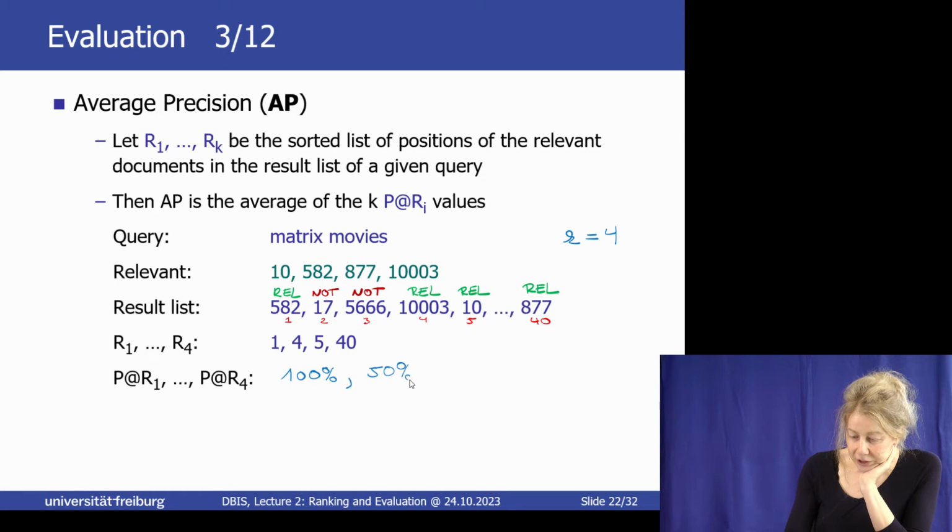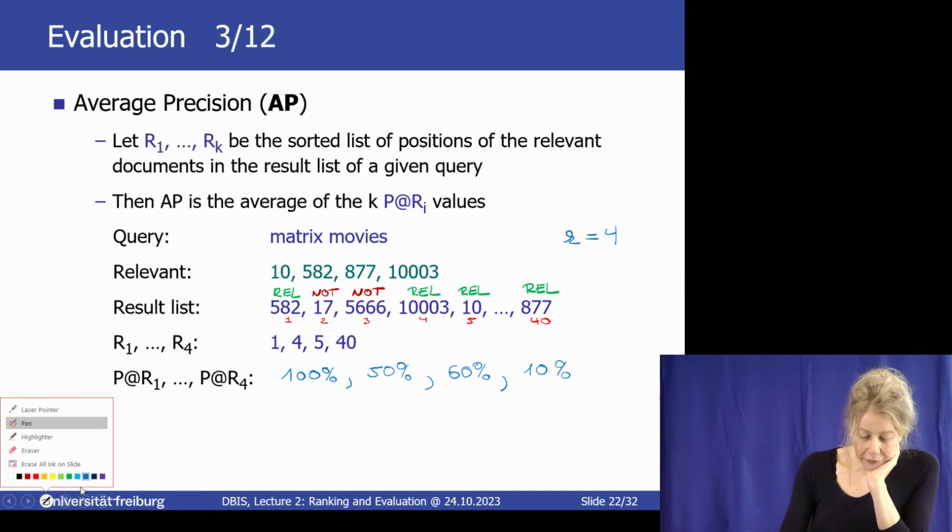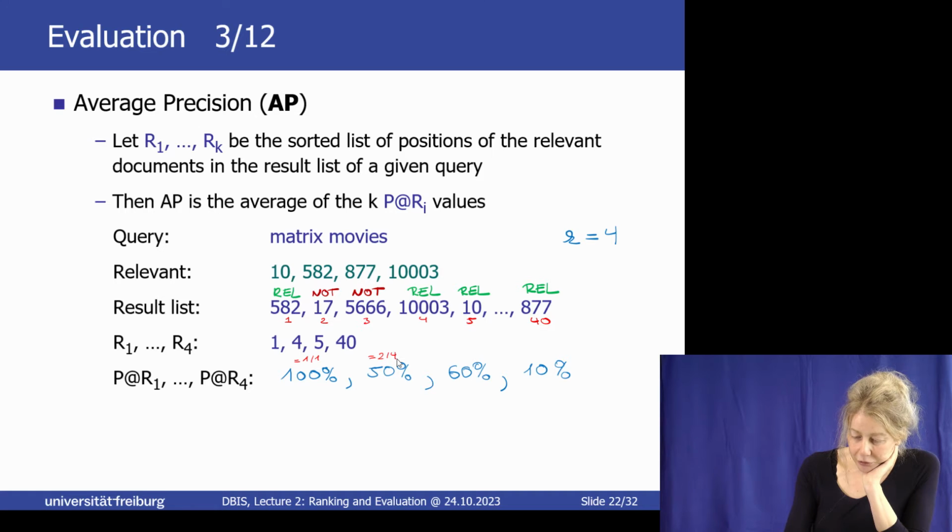What's the precision at 5? 60%, we already had that. What's the precision at 40? 10%, it's also correct. Yeah, it's 4 out of 40. Let's maybe just write that on top. So this was 1 out of 1, this was 2 out of 4, this was 3 out of 5, and this was 4 out of 40.